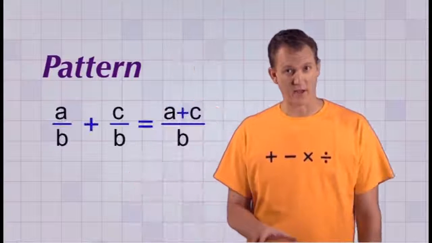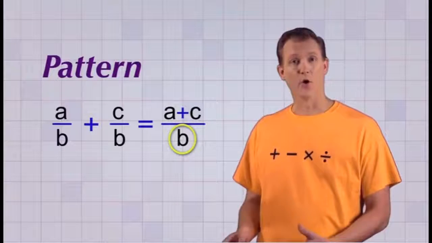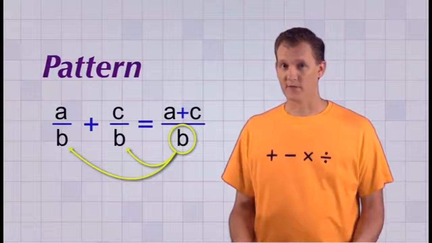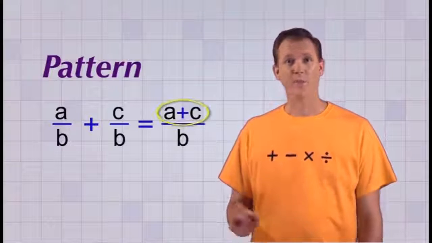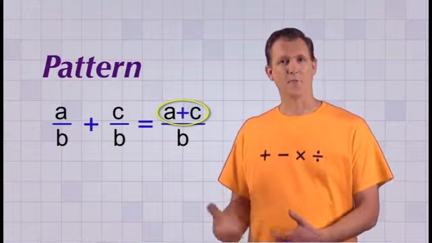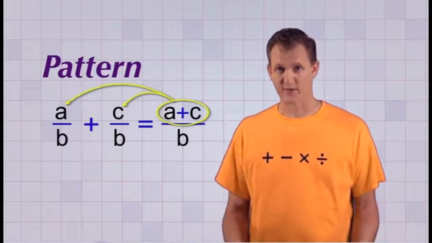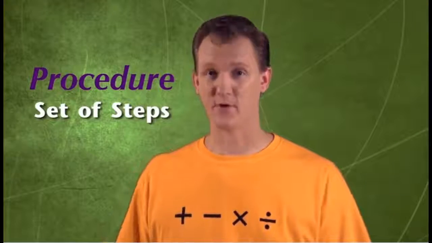In those examples, you might have noticed a pattern. The bottom number of our answer was always the same as the bottom numbers of the fractions we were adding. And the top number of our answer was just the sum of the top numbers of those fractions. Well, that's how it works. That's the procedure, or set of steps, for adding fractions that have the same bottom numbers.